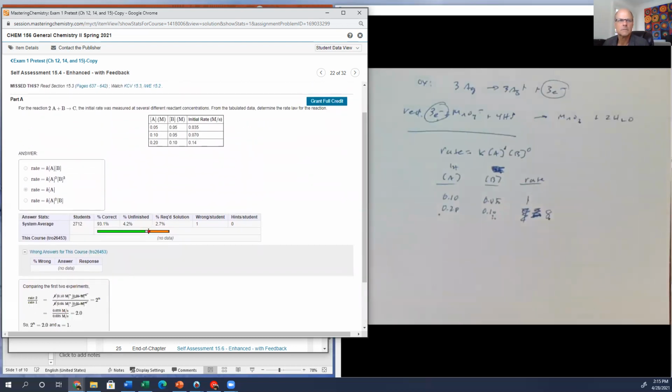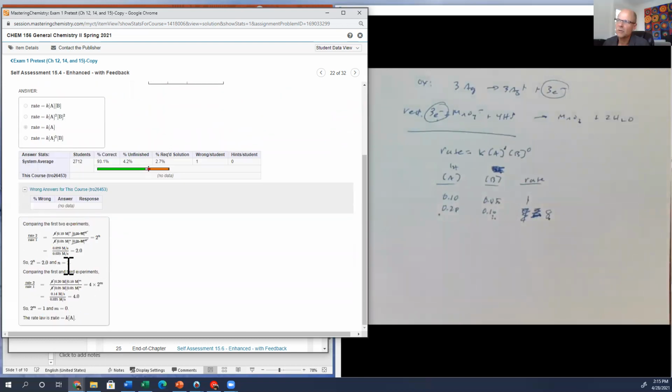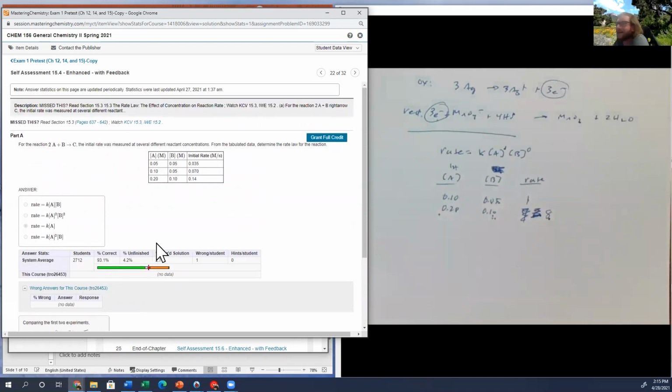Good. That makes so much more sense than their little write-up comparison thing. Yeah, I think this just is more confusing. Yeah. I think it's easier to just think about it like that. Good.